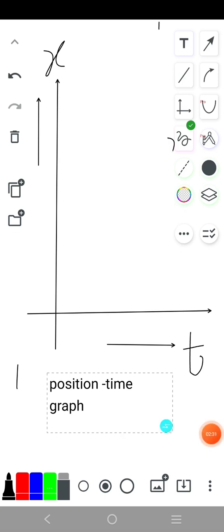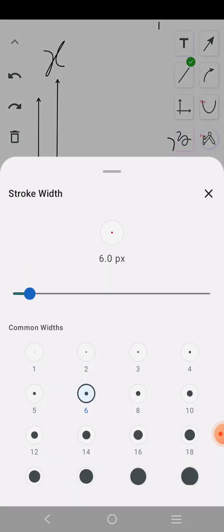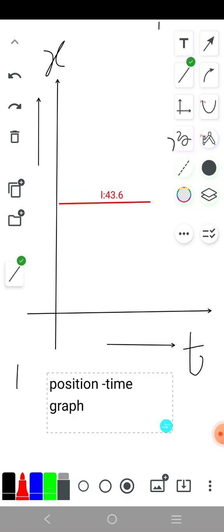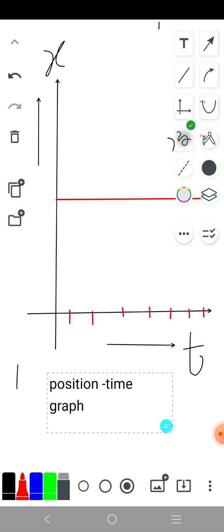So as the time is going on but the object is not changing its position, let me draw with a red color. The time is t equals 0, t equals 1, 2, 3, 4, 5, 6 seconds. Time is going on, but the position of the object is the same, a straight line.